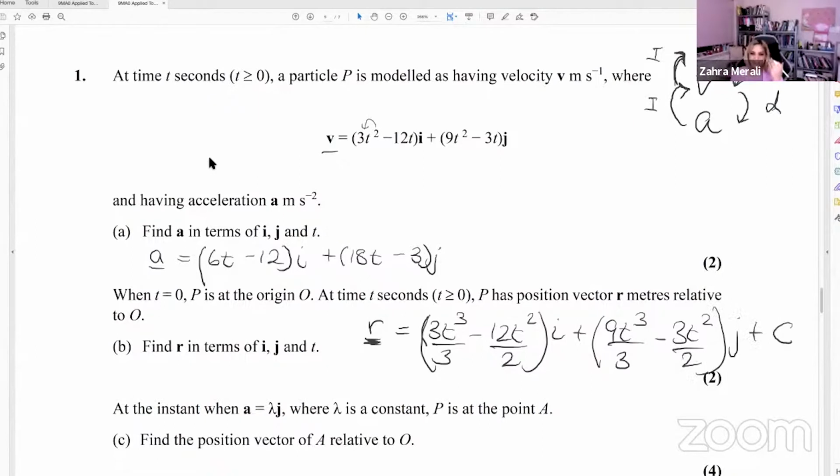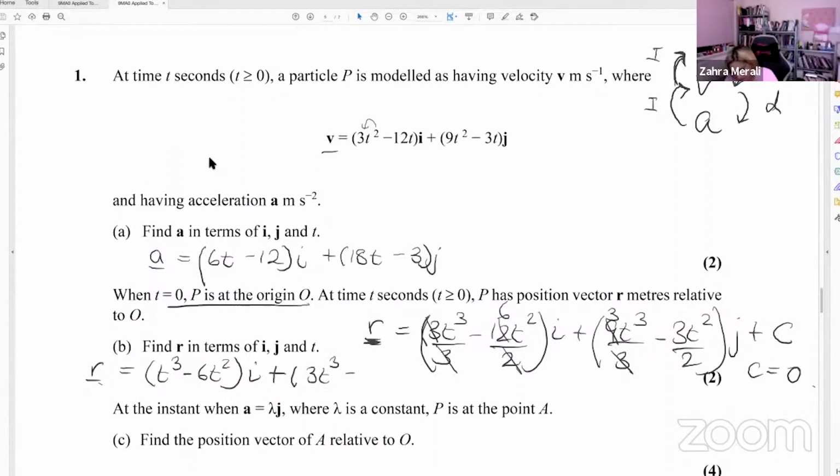Now your c can have an i and a j in there. But because when t equals 0, all of that is going to disappear and r equals 0. The reason we know that is because at the origin, I can see c equals 0. So let's clean that up. So r is going to equal, that's going to cancel, that's going to become 6. So we're going to get (t cubed minus 6t squared)i, plus, that's going to cancel, give us 3. And then we're going to get (3t cubed minus either 1.5 or 3 over 2 t squared)j.